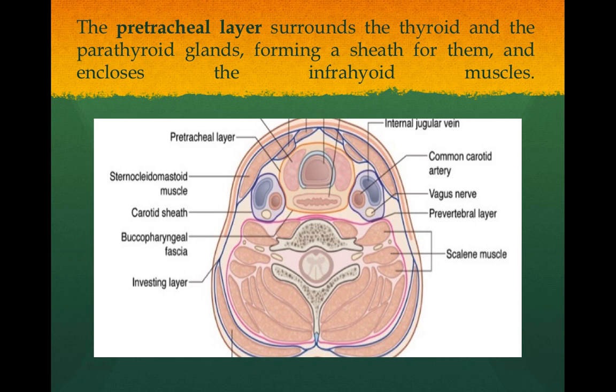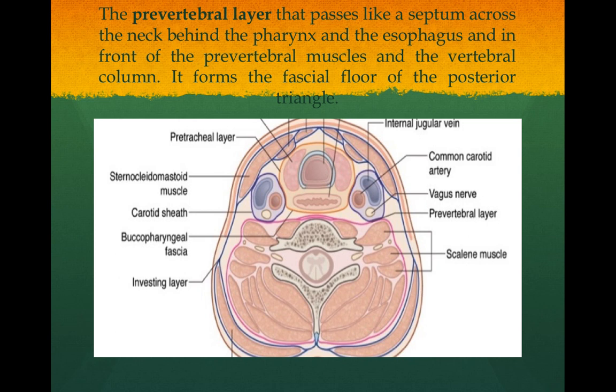Also, the prevertebral layer, which crosses the neck like a septum here, lies behind the pharynx and the esophagus, and in front of the prevertebral muscles, and then we can see the vertebral column. It also forms the fascial floor of the posterior triangle.